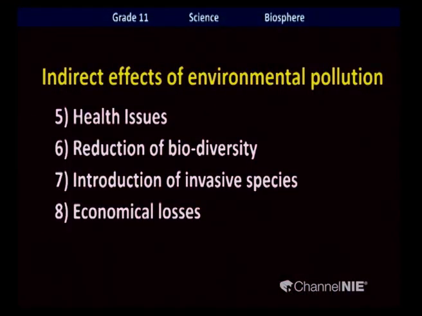Next one, number 5, health issues. Garbage dumping sites with used bottles and plastic containers can cause the spread of dengue and other infectious diseases. Not only infectious diseases, non-infectious diseases also can spread due to the improper disposal of this garbage.